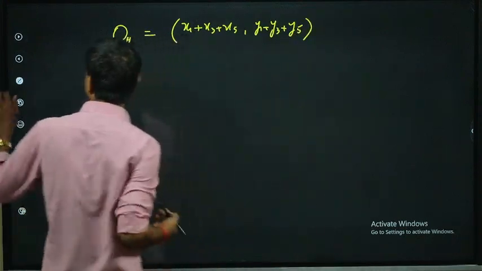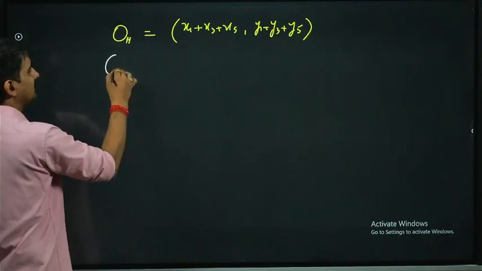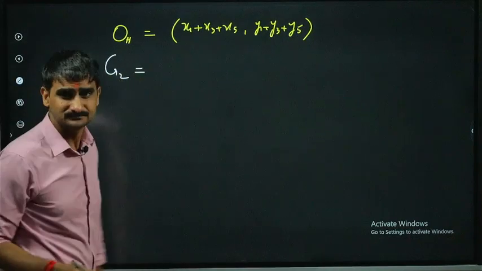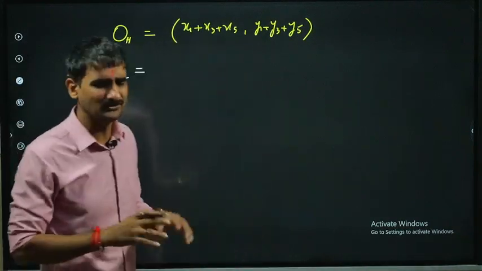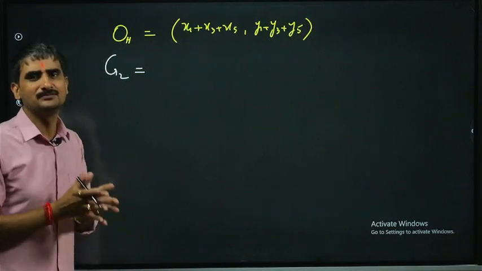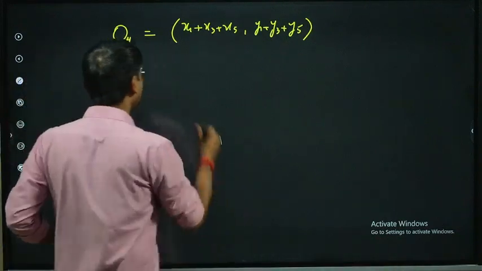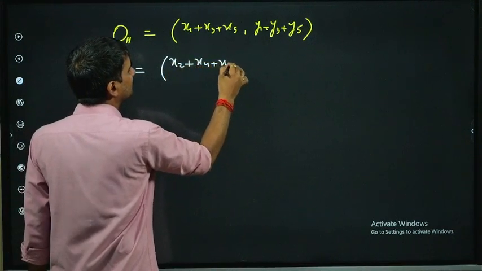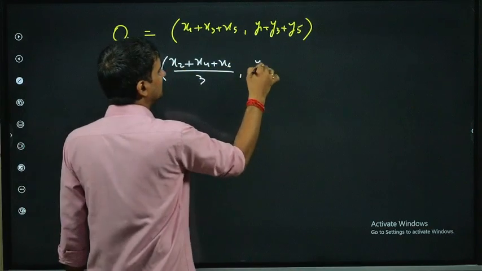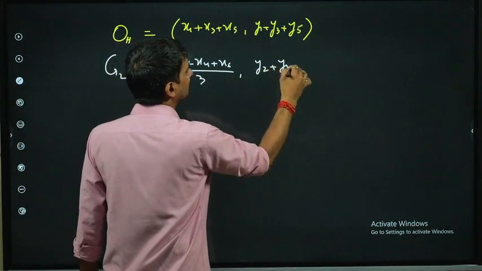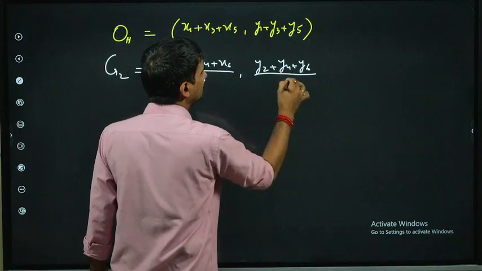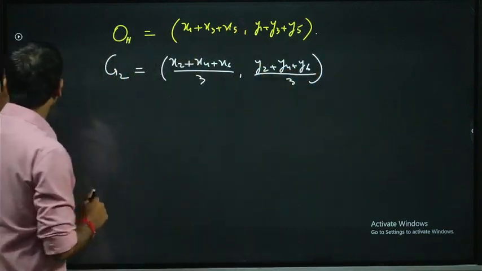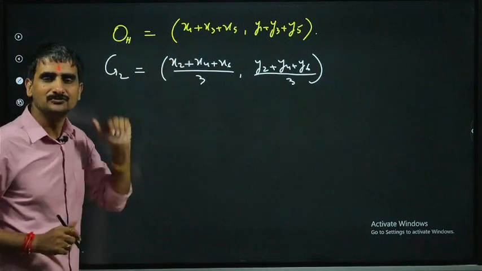For the second one there is no problem, because the centroid, which I am writing as G2, is always the sum of all the abscissae by 3 and the sum of all the ordinates by 3. So for whatever is left, it is x2 plus x4 plus x6 by 3, and then y2 plus y4 plus y6 by 3. Let's have the equation of the line passing through these 2 points.